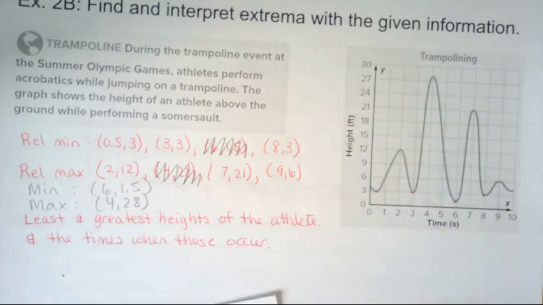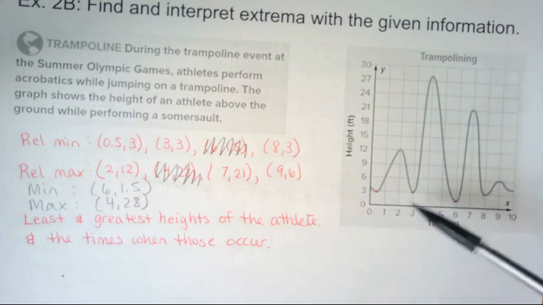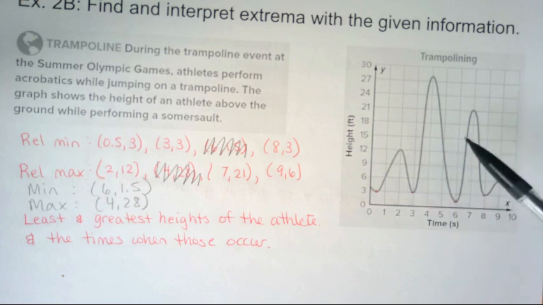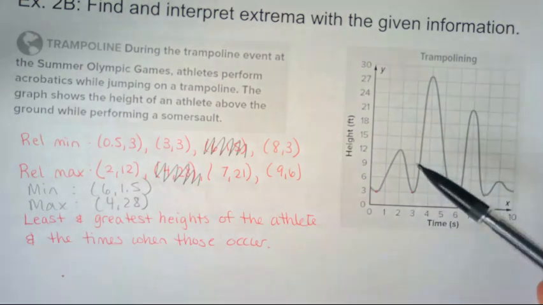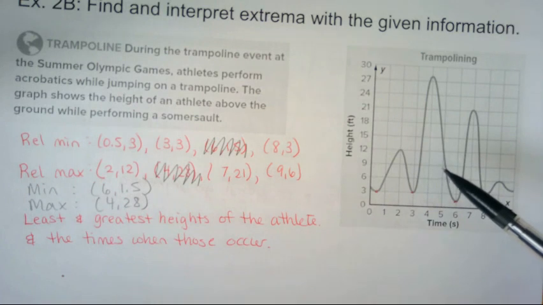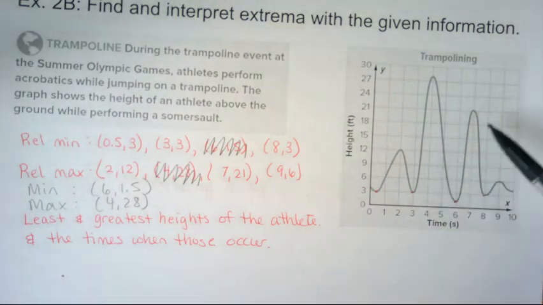So I just kind of wrote a general statement that your least and greatest heights of the athlete, this is just showing the least and the greatest heights of the athlete when those times would occur. So obviously, the more times you're jumping, the greater the height, and then you kind of lost some height as you were continuing on there.